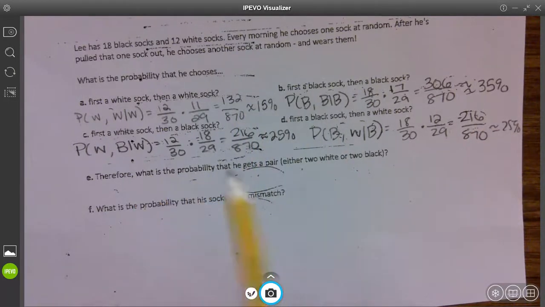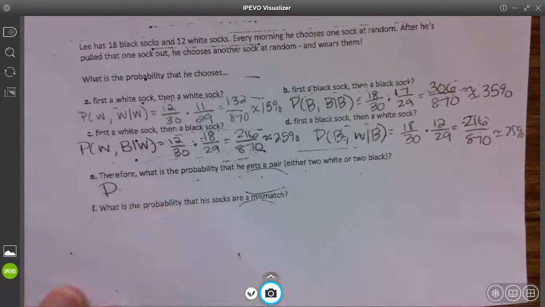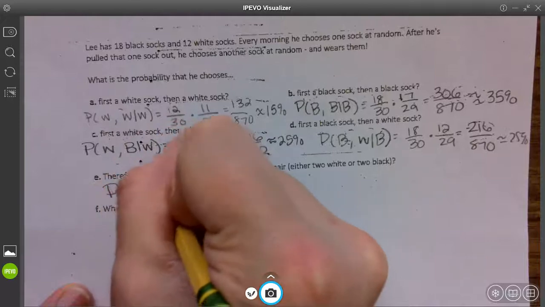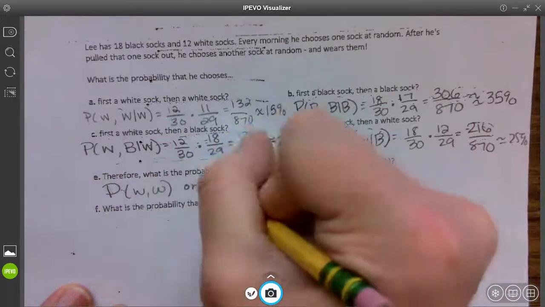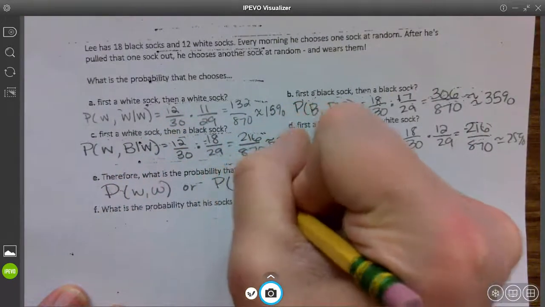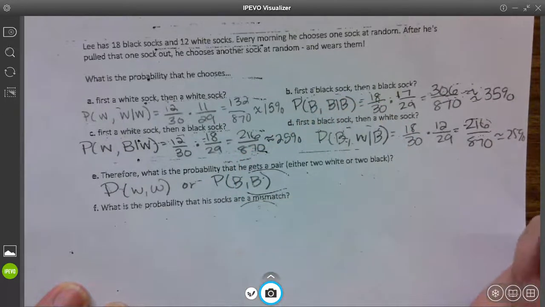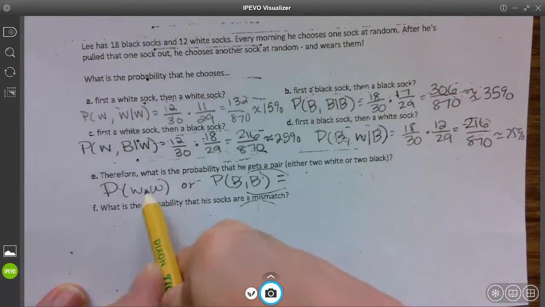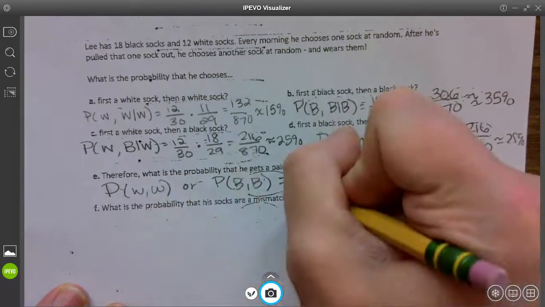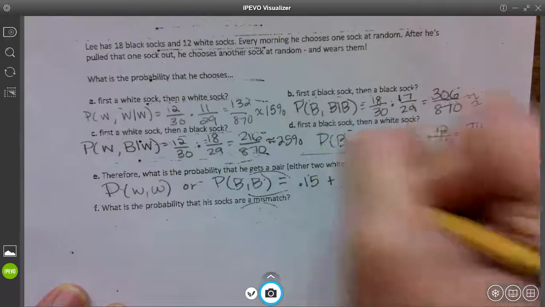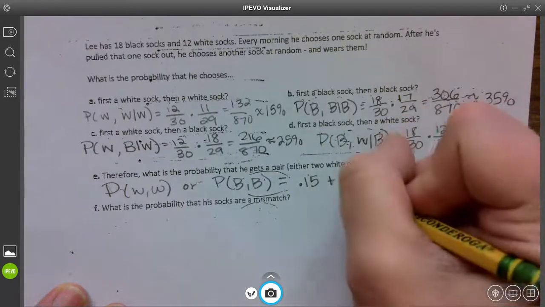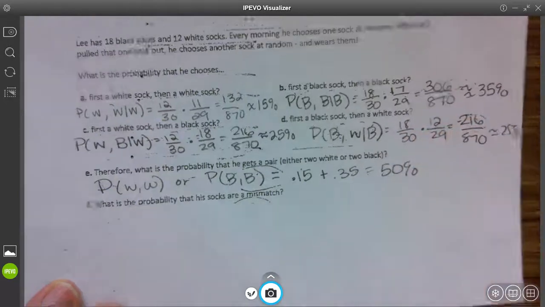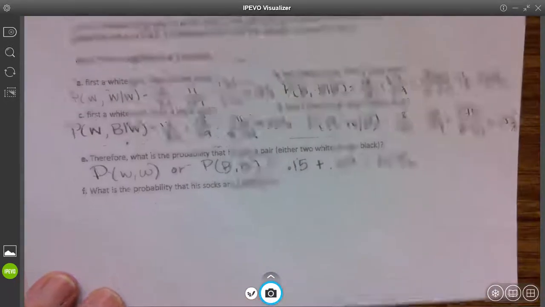It says, therefore, what's the probability that he gets a pair? Well, what is considered a pair? A pair is a white and a white, or the pair is a black and a black. Or is more, you're going to add them. So what was probability? It was white and then white, 15%. Or is more, you add. And what's the probability it's a black and a black? 35. So it's 50%.